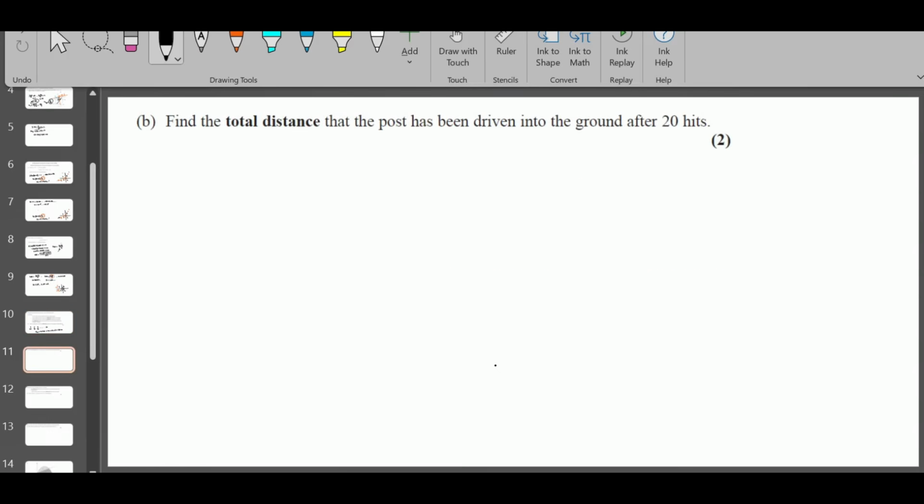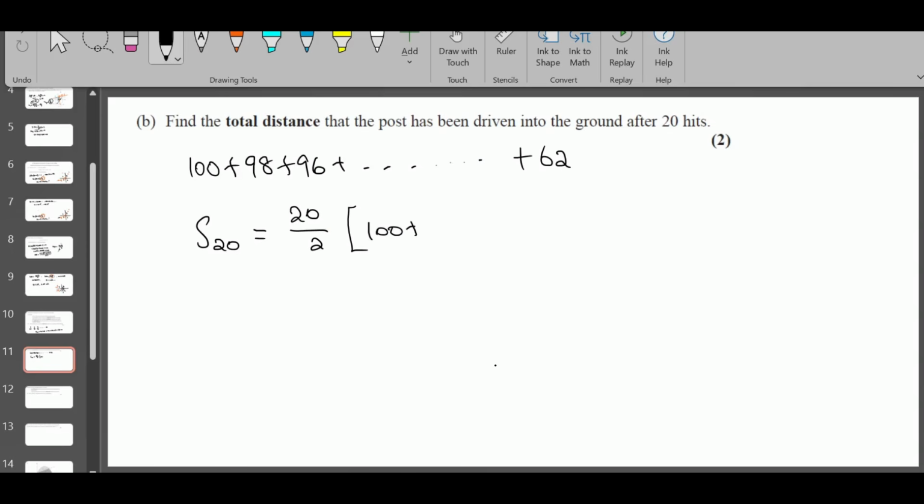Part B. Find the total distance. So we have 100 plus 98 plus 96 plus etc. We know the 20th term also. They want you to find the sum of this. So the sum of 20 terms is equal to n over 2 times (first term plus last term), which is 162 times 10. 1620 mm will be the total distance the post has been driven into the ground.